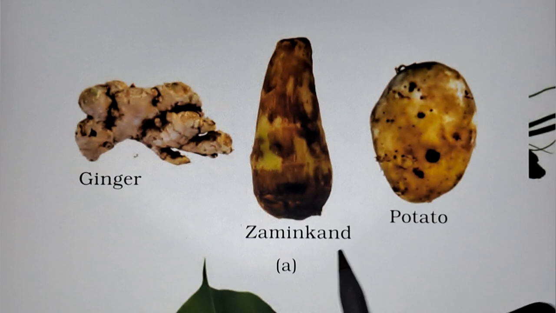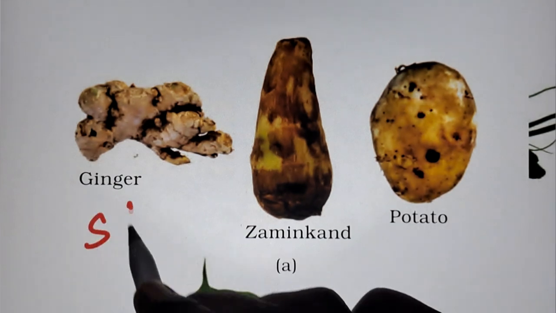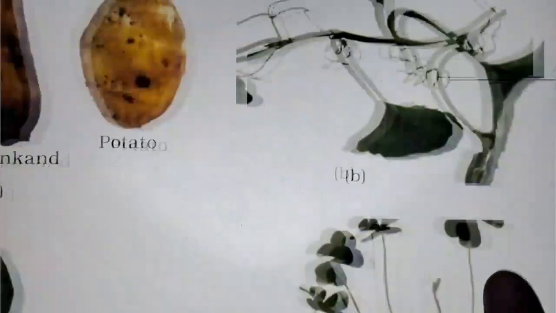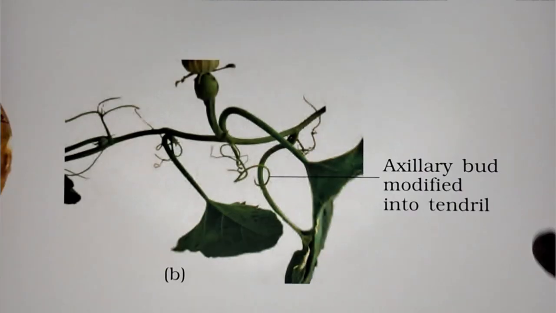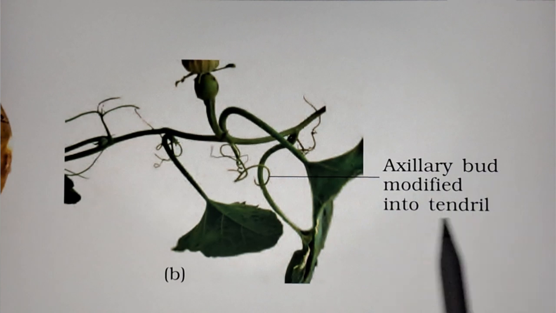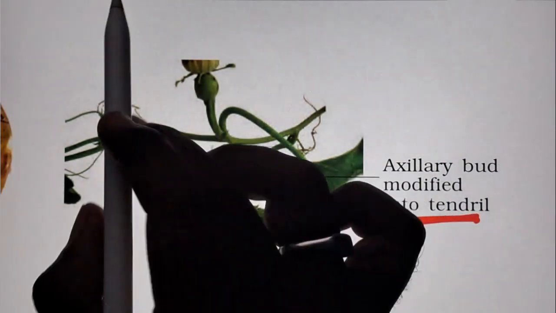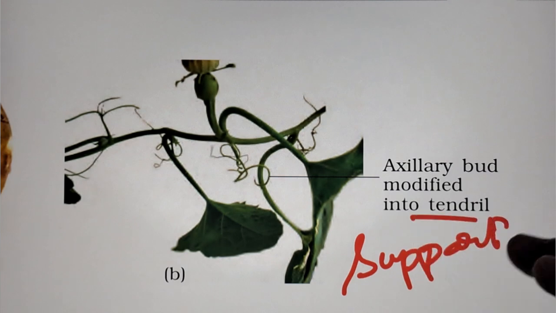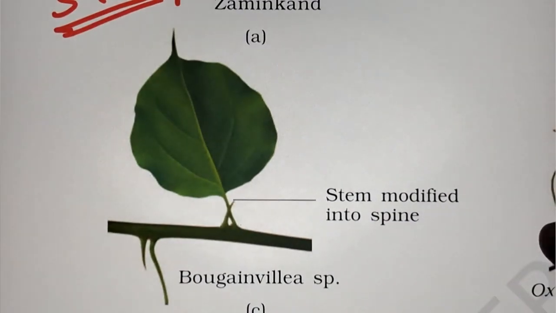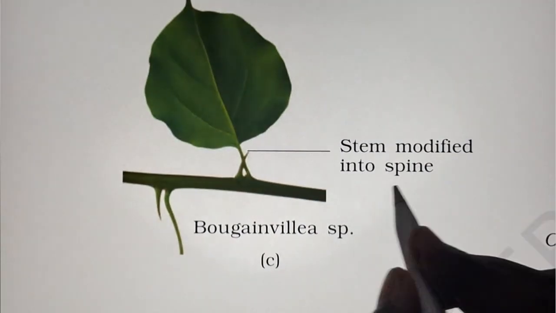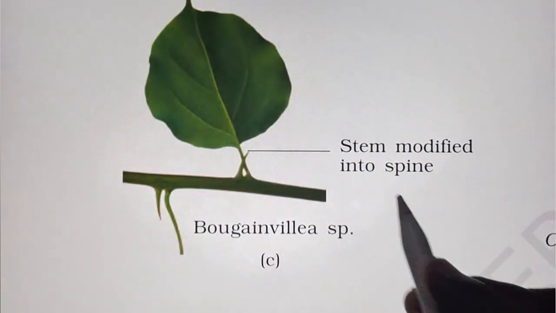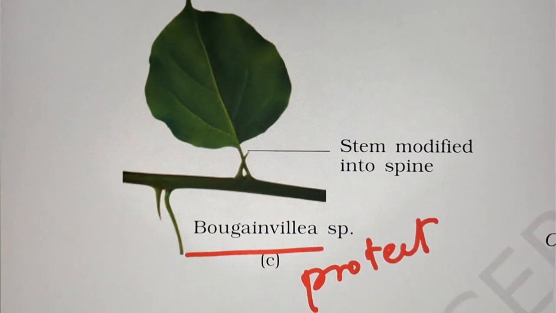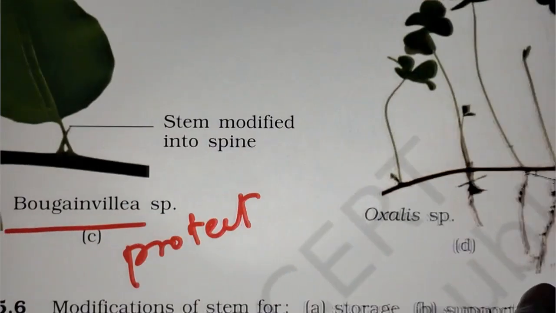Ginger, turmeric and potato. These are for storage. The stem is modified for storage purposes. Next, axillary bud modified into tendrils. This is for support. The stem is modified into stem tendril for support. Next, in this case, the spines: the stem is modified into a spine for protection. Example, bougainvillea.